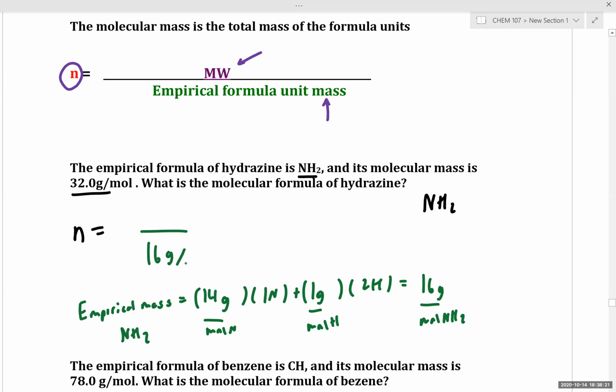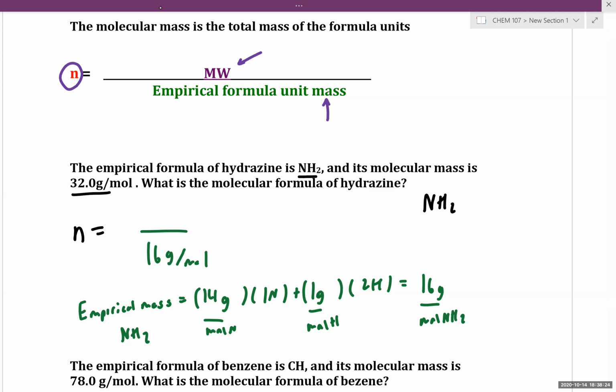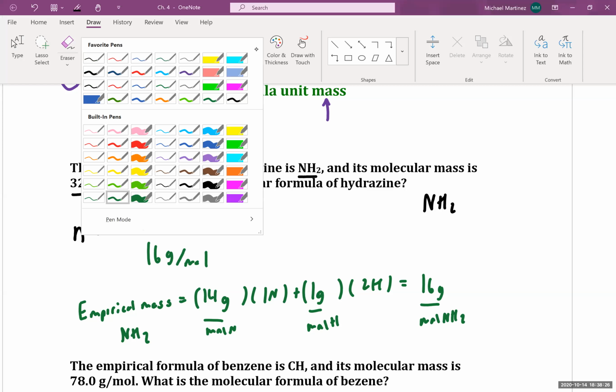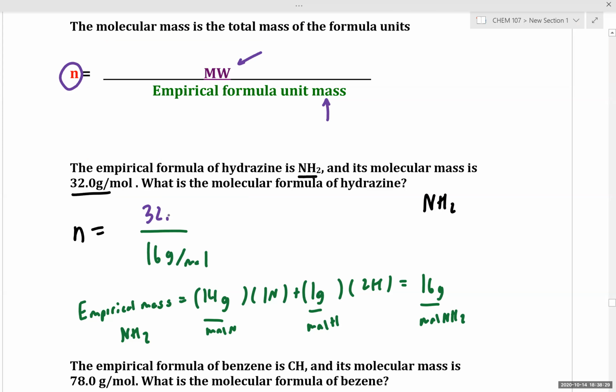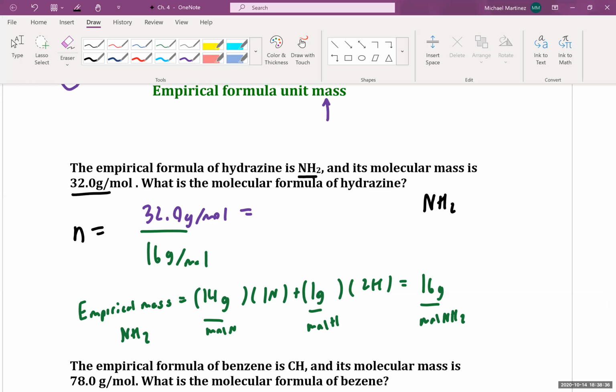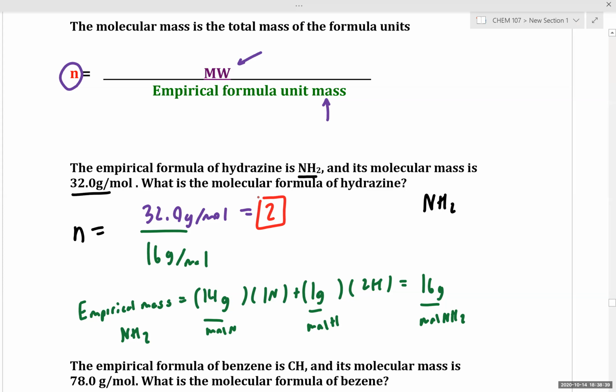So we plug in our empirical mass, then we plug in our molecular mass, and as we see, we get a value of N of 2. I'll pan up in a moment. Let's just finish this thought for now. So what N equals 2 is saying is that we have 2 NH2 units.